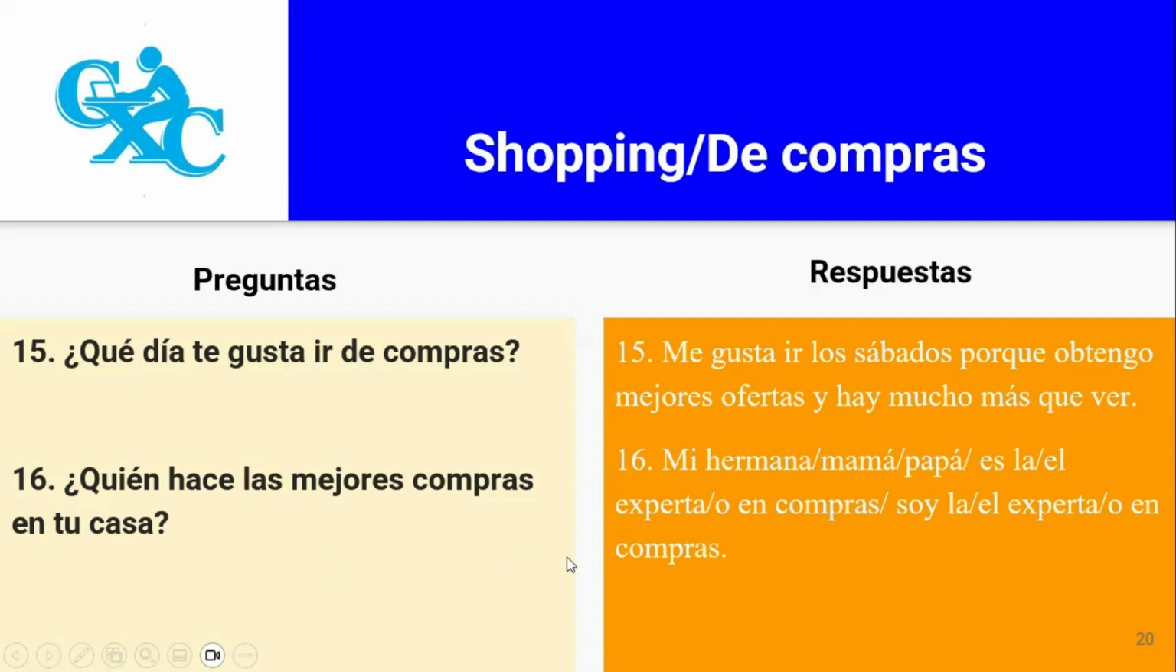And remember, all right, the agreement between, for example, the adjective and the noun. So here we are looking at the article. So if you're gonna say la, okay, la, you know you have to say experta if you're referring to hermana or mamá. But if it's papá, you say el experto. Okay, excelente. Always remember those things. Vamos a continuar.